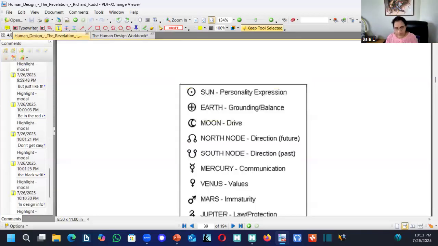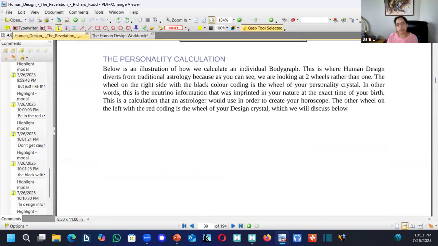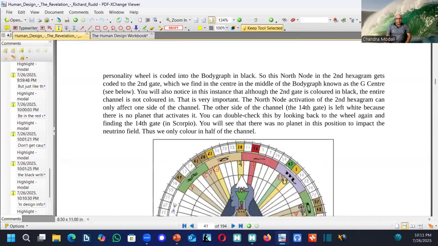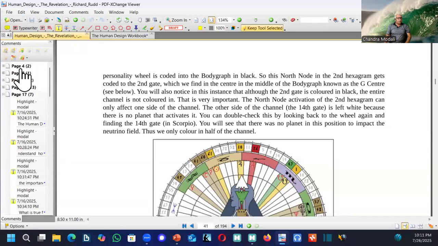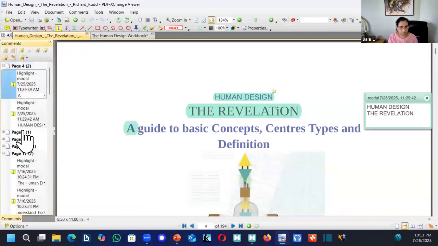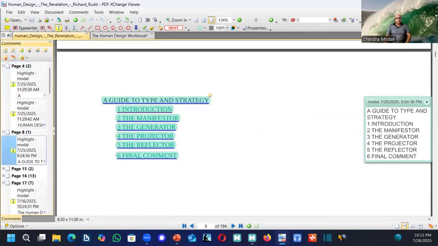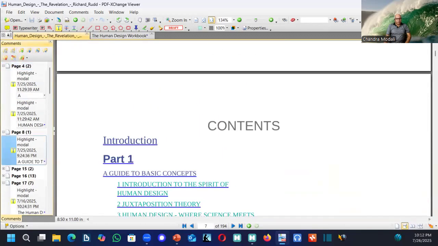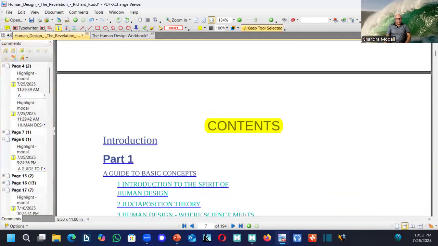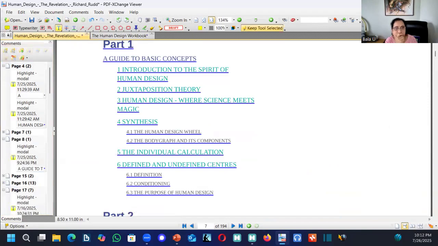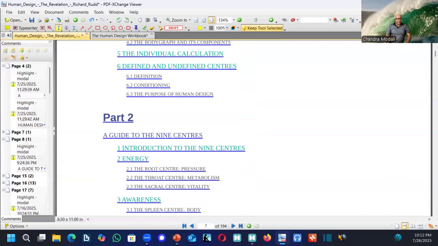So the audio today, for the meditation part, you have different parts. It is in section 1. All this we are doing is part 1 still. Part 2 will start later. Part 1 starts and ends with synthesis. We have finished individual calculation, defined and undefined centers. Then part 2 starts with the 9 centers.